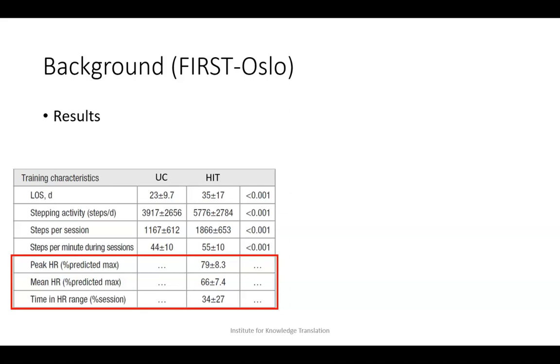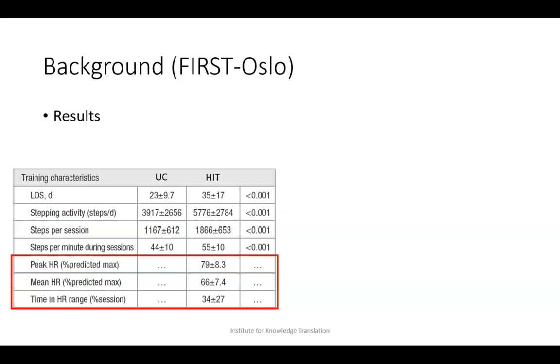But looking at the data that are available for the high-intensity training phase, you can see that the peak heart rate achieved during the session was about 80%, which is right in line with what was achieved in the first Chicago study. The time in the heart rate range was about 34% of the session, which is not totally different from the 38% of the session in first Chicago that were in the RPE range.